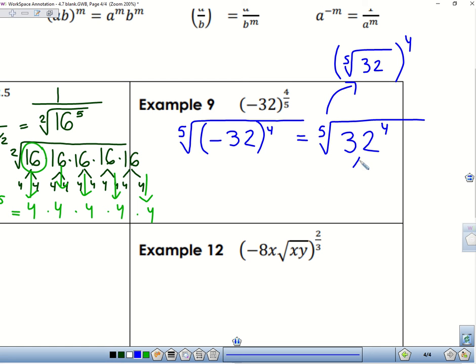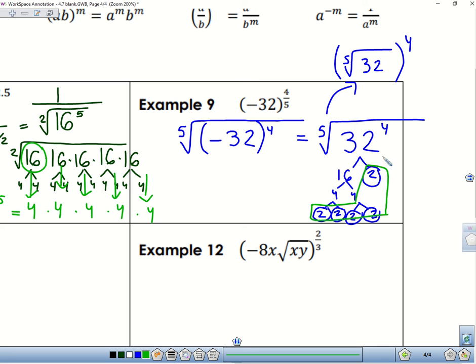So let's go ahead and break down 32. What can I break 32 up into? 16 and 2. Good. And then 16 breaks up into? 4 and 4. Good. Which breaks up into? 2 and 2. 2 and 2. So in total, how many 2's do I have? 5. Isn't that what we want? Because it's a 5th root, right? We want a grouping of 5. So the 5th root of 32 is actually 2.